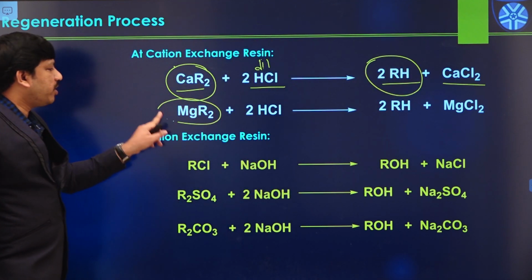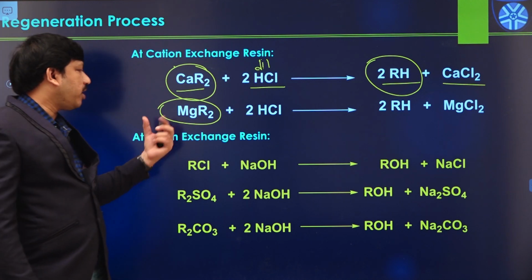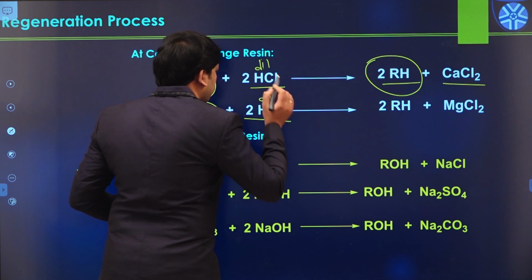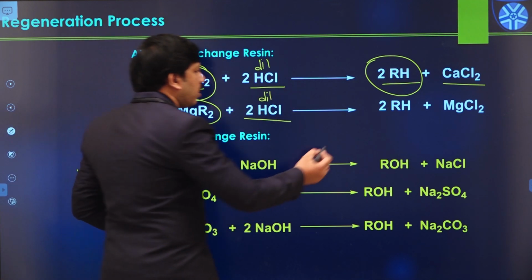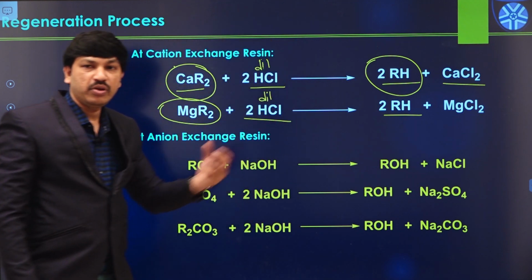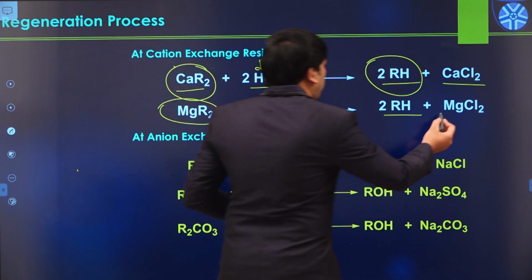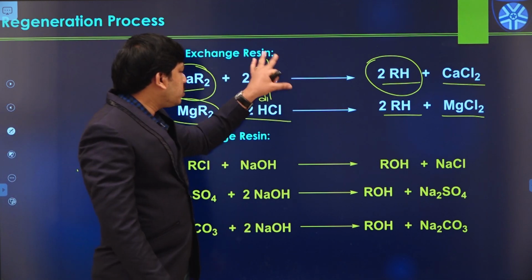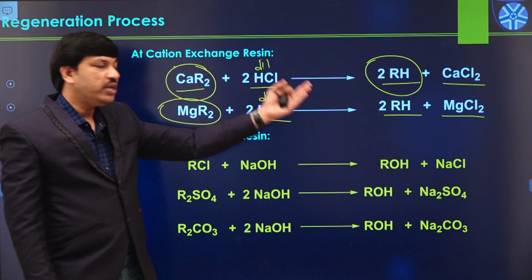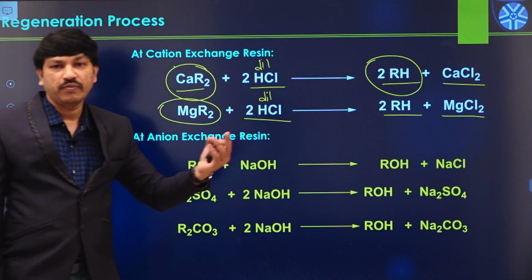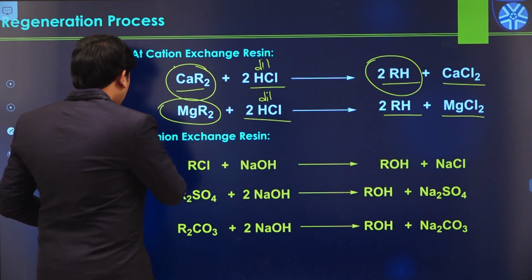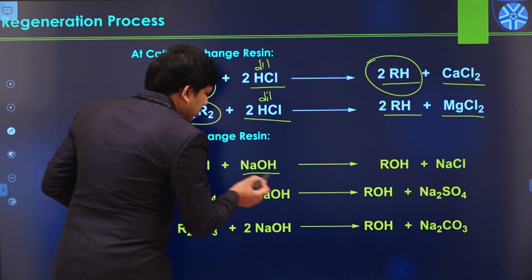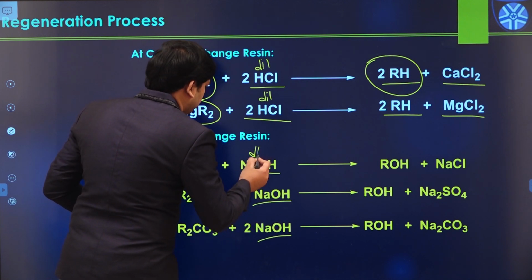Even if you have any magnesium resin, that means resin surface occupied by magnesium cations, if we provide dilute HCl, again we can regenerate the corresponding RH. RH means original resin, and again there is a formation of water soluble magnesium chloride in this manner. So like this, by using dilute HCl, we can regenerate the resin surface again. That is possible. Similarly, in order to regenerate the anion exchange resin, we need sodium hydroxide, dilute sodium hydroxide.